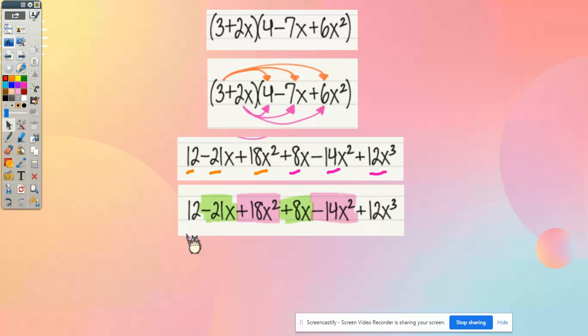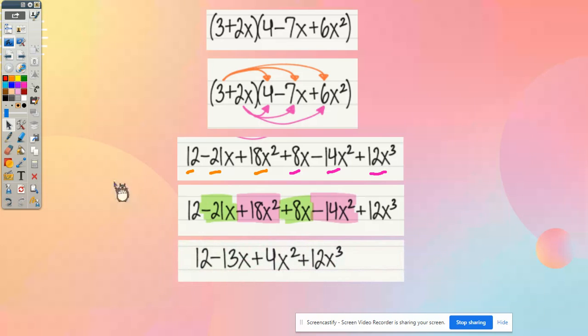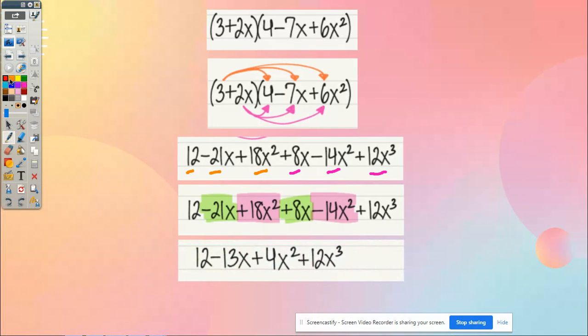Notice that the 12, which is a constant, has no partner, and the positive 12x cubed does not have a partner. So just to show you what I did here, I brought down the 12, I brought down the positive 12x to the third power, and I combined negative 21x and 8x, just as I said I would, and I got negative 13x. And I also combined positive 18x squared with negative 14x squared and received positive 4x squared.